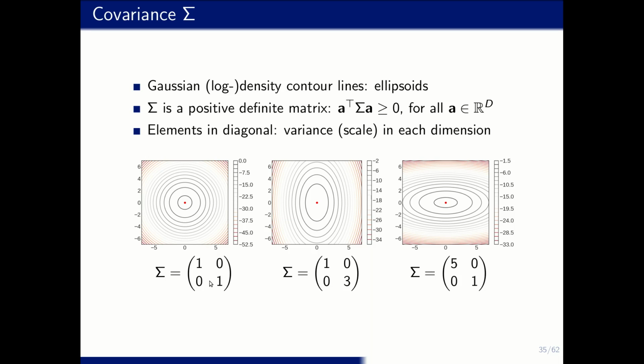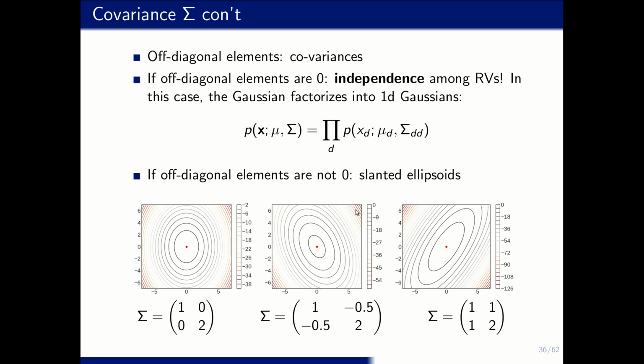If the off-diagonals are all 0, then these circles and ellipses are axis-aligned, well aligned with the axes. This happens when the off-diagonal elements are 0. If the off-diagonal elements are non-zero, then these ellipses essentially become slanted. So here.